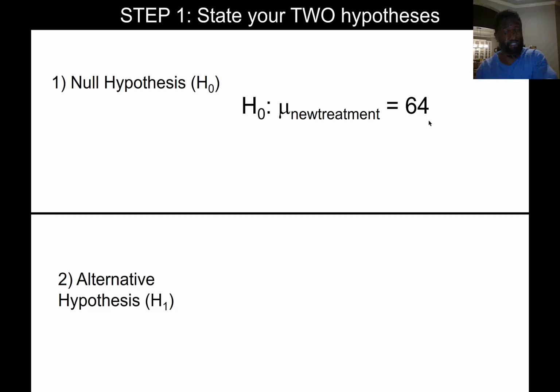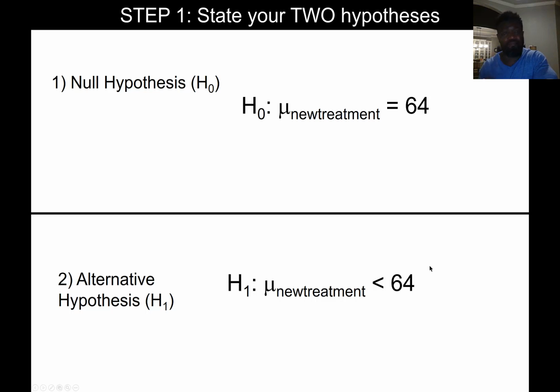The alternative hypothesis, what should it be? You guys go ahead and take a stab at it. Pause it and see. It should be H1: the mu, the population mean of the new treatment group, is less than 64, right? Because we expected them to get better quicker, right? And so it's going to look like this.